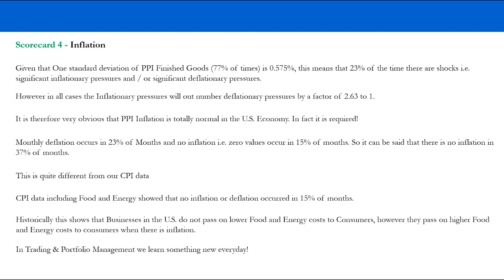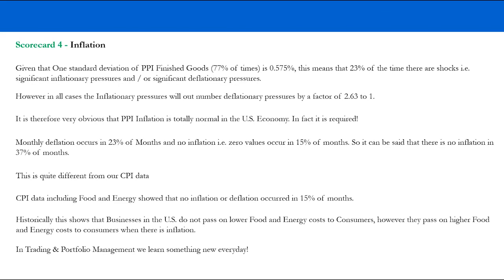This is actually quite different from our CPI data. So if we compare this to CPI data including food and energy, that showed no inflation and deflation occurring in 15% of months. So what this actually does, historically, it shows that businesses in the US may not be passing on lower food and energy costs to consumers. However, they pass on higher food and energy costs to consumers when there is inflation.